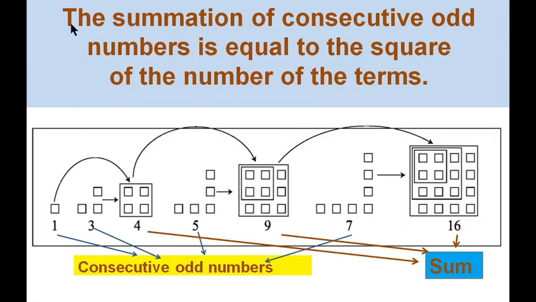So we have learned that the summation of consecutive odd numbers, or serial odd numbers, is equal to the square of the number of terms.